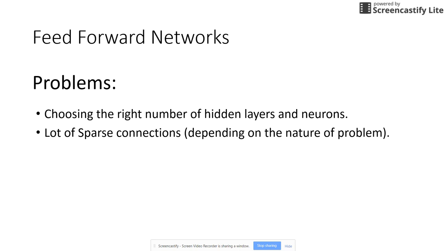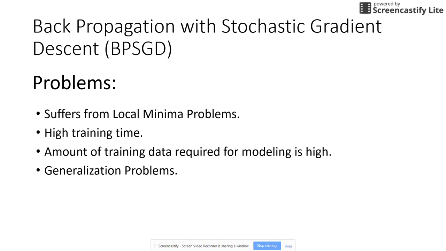Of course, it depends on the nature of problem, and then the most common approach that is used to train the neural networks is the backpropagation with stochastic gradient descent. However, this is a statistical method and hence suffers from local minima problems. It also has high training time. There is also a concern that the amount of training data required is high for modeling, and this is particularly if the network is very large. And then there are also generalization problems based on how you choose the hidden layer architecture.